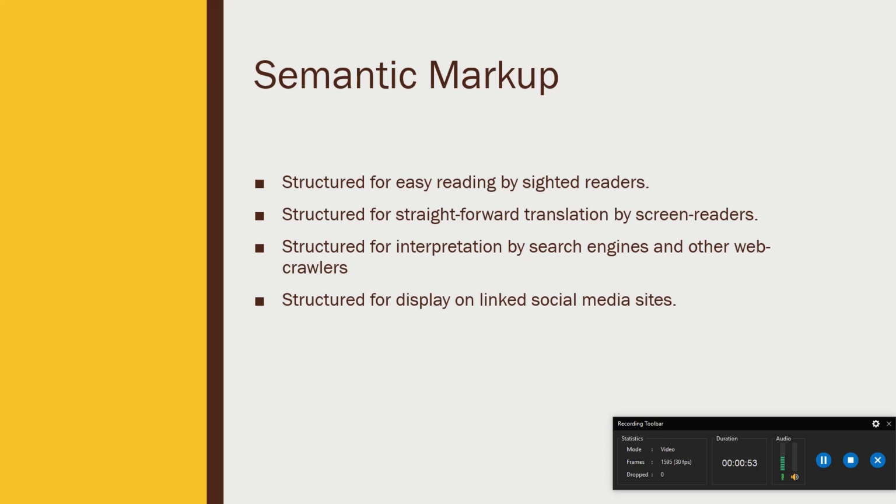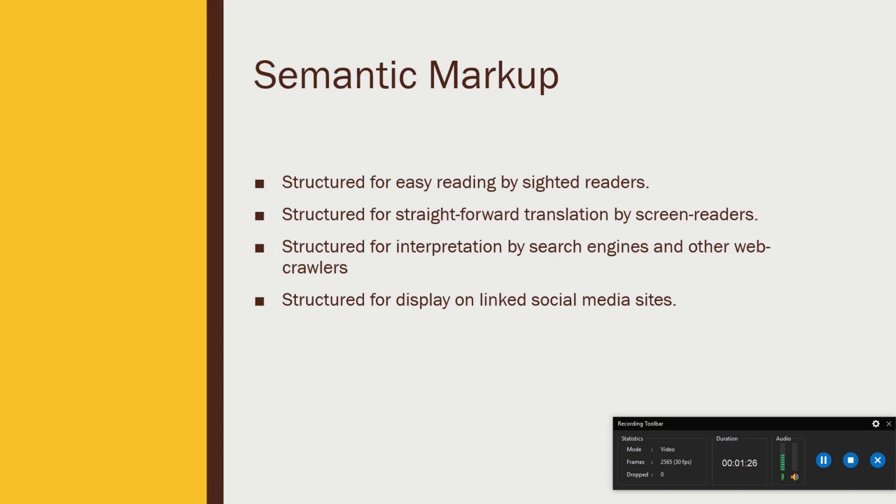structure our web page for easy interpretation by sighted readers, for straightforward translation by screen readers. It's also structured for interpretation by search engines and other web crawlers. And it's structured for display on linked social media sites. So the last three of these bullet points are computer readers, software readers of your HTML that are interpreting what's there for best purposes on their platform. The first bullet point is really what's meant for human reading.